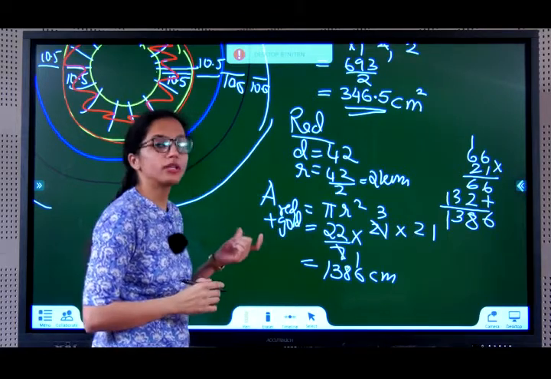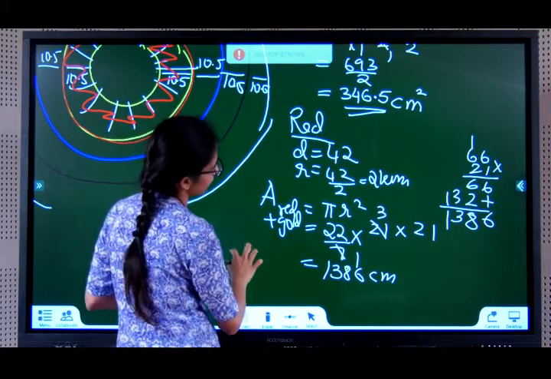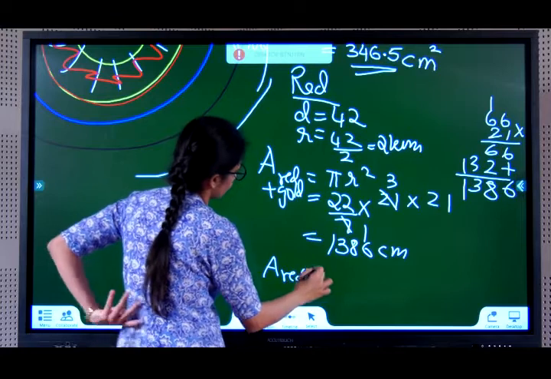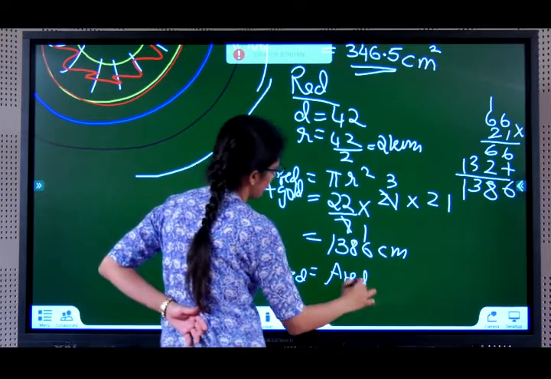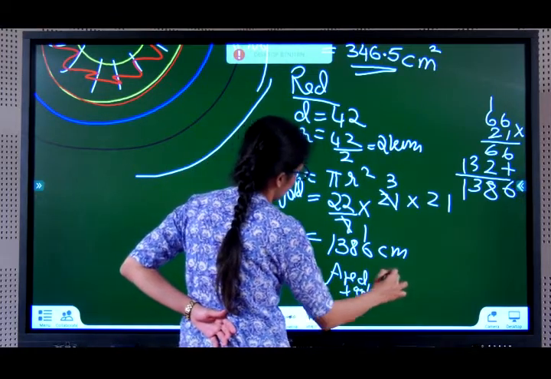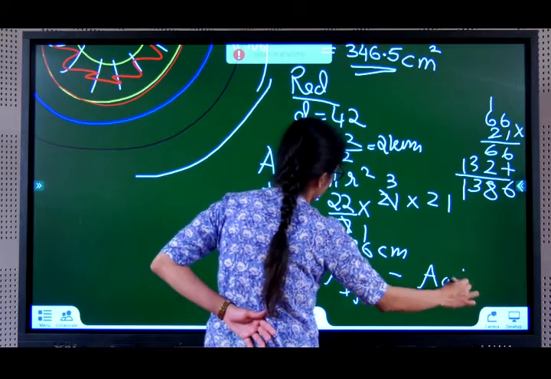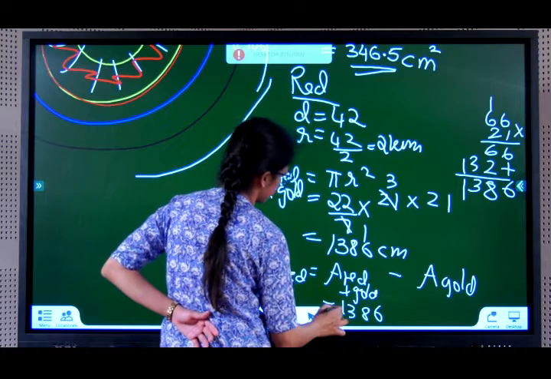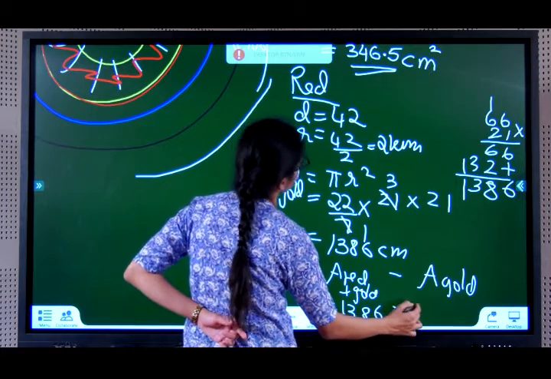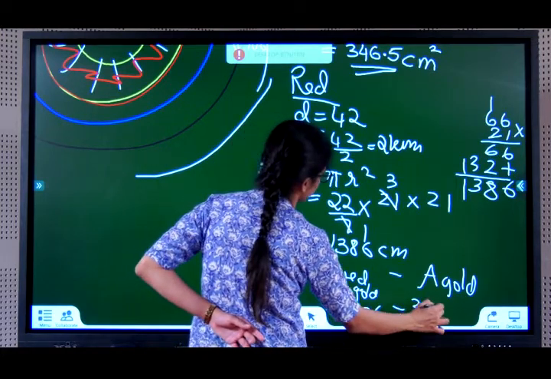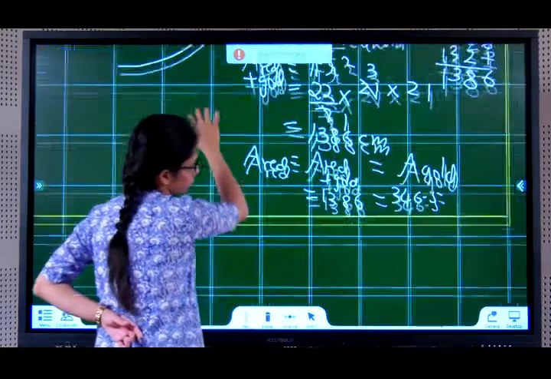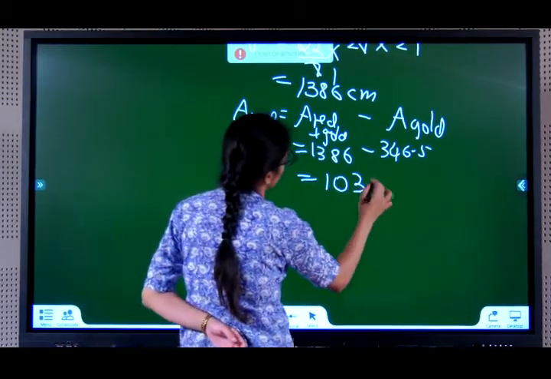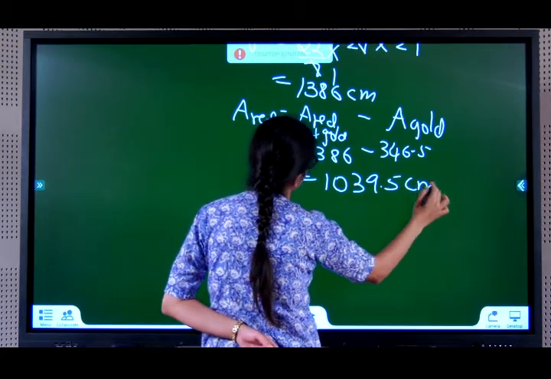I want now only area of red. So what do we do now? I want only area of red. So I will do area of red plus gold minus area of gold. Red plus gold 1386 minus area of gold 346.5. We get 1039.5 centimeter square.